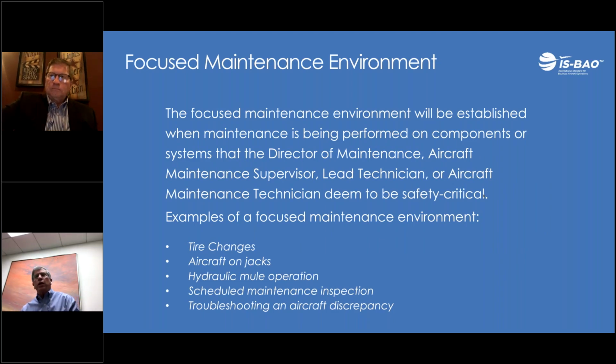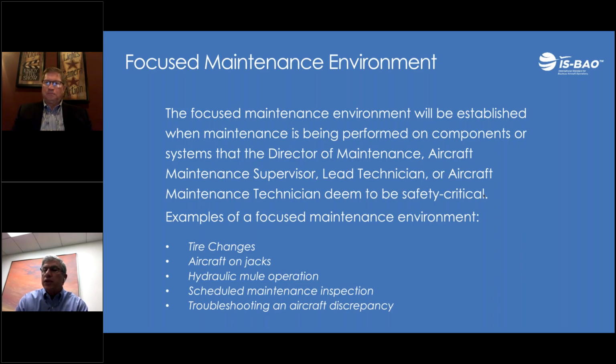Okay, great. So here are some of those examples. Let's go right down to it. And remember, this is leadership in action. The director of maintenance, the manager of aircraft maintenance, the supervisor, the lead technician, whatever title you'd like to use, and it doesn't have to be any of those leadership titles. It can be any maintenance technician. Here are good examples: tire changes, aircraft on jacks, hydraulic mules, scheduled maintenance inspections, and of course, troubleshooting an aircraft discrepancy. All of those are just small examples of major events that happen when we're inside the hangar working that are safety critical.